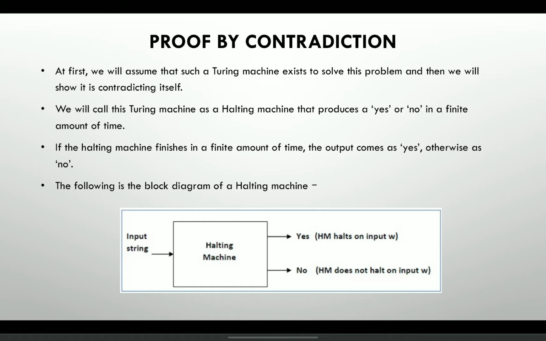The following is the block diagram for the halting machine. Here we give an input string to the halting machine, and then in a finite amount of time the whole of the string is read, and the halting machine halts on every input W and it gives the result as yes or no at each stage.